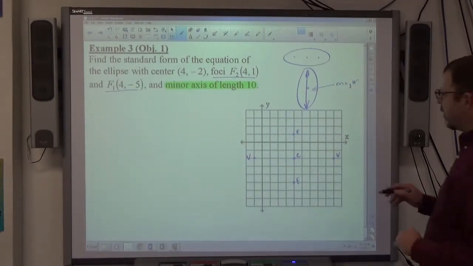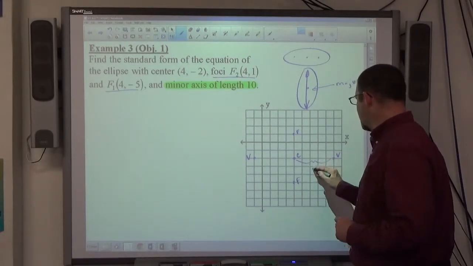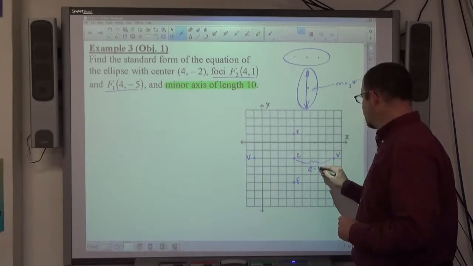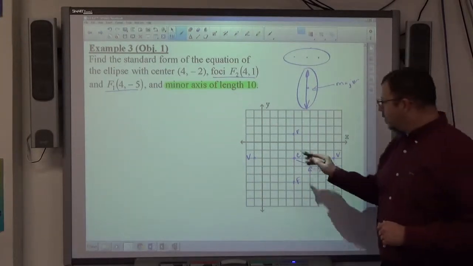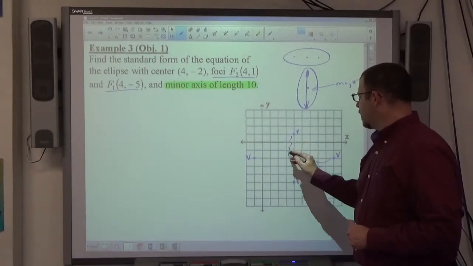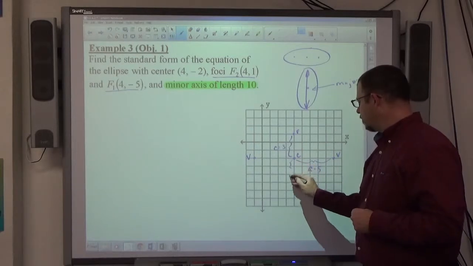I also can see very clearly that the distance horizontally from my center to a vertex is equal to 5, and the distance from the center to the vertex is always a. The distance from the center to a focus is 3. Take your pick, you can take that 3 or this 3.